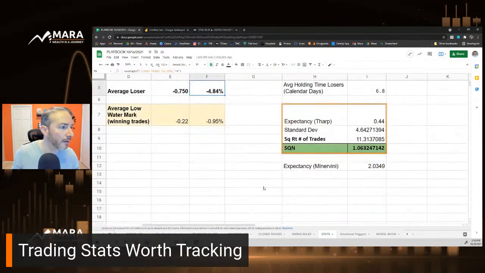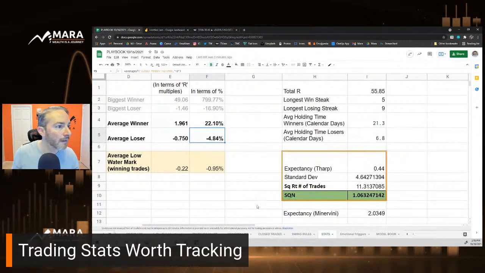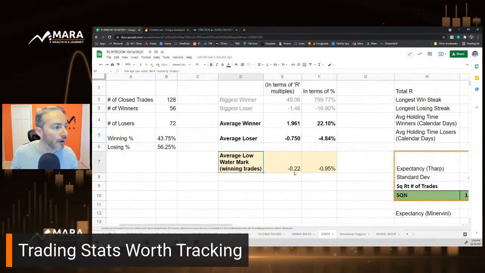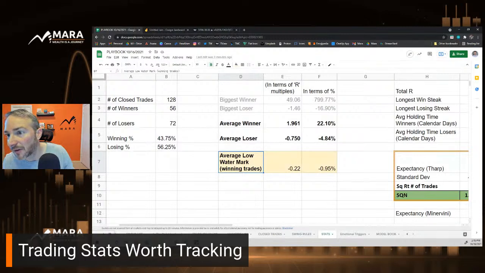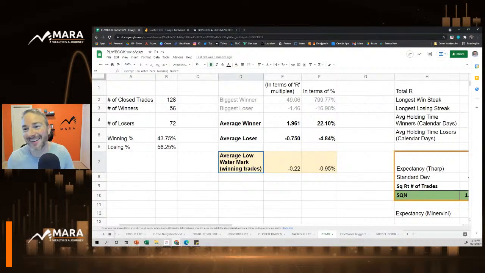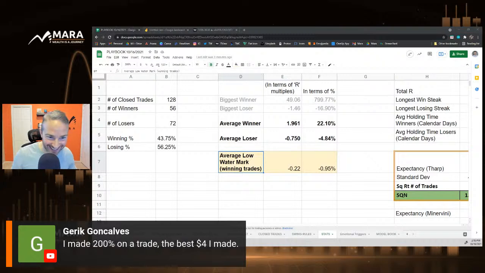So let's see. Let's talk about the average low watermark in winning trades. This is a very cool stat. I see something from Jarek: I made 200% on a trade, the best $4 I ever made. That's fantastic. Thank you, Jarek.